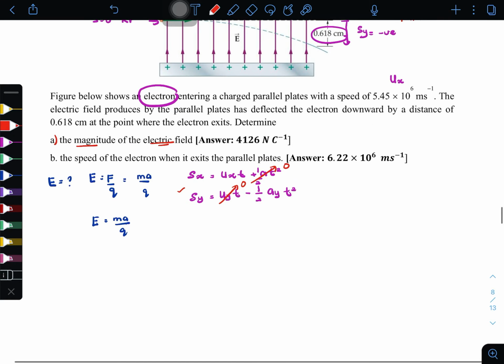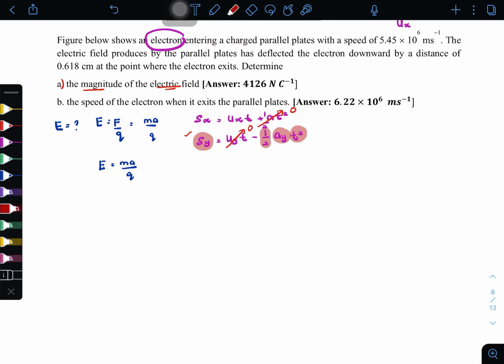Okay, because we can find a. Okay, so Sy I have. This one I have. Half is constant. ay I don't know. t I also don't know. So how do I want to solve this equation? Okay, so I know I can find a, which is also equal to Eq over m.